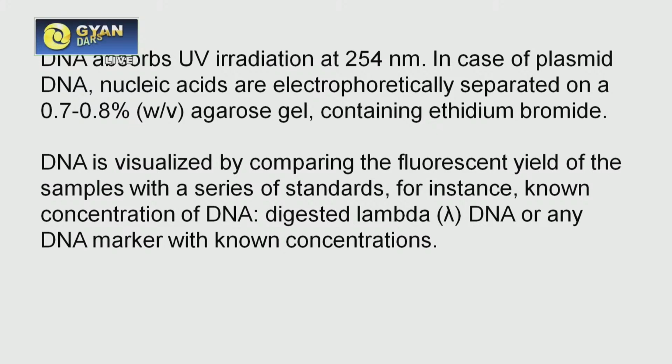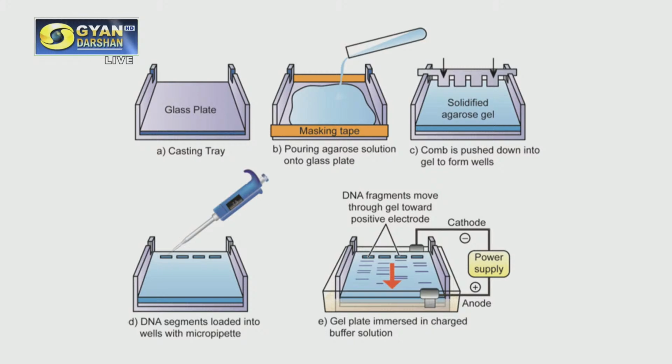And you have to observe the DNA under UV transilluminator. That is, DNA absorbs UV radiation at 254 nanometer. To be precise, we say 260 nanometer. To be more accurate, 260 nanometer and precisely 254 nanometer. So in case of plasmid DNA, nucleic acids are electrophoretically separated on an agarose gel, and then you stain the gel with ethidium bromide and visualize it under UV transilluminator. So that is how you undergo an agarose gel electrophoresis, and these are actually the steps.